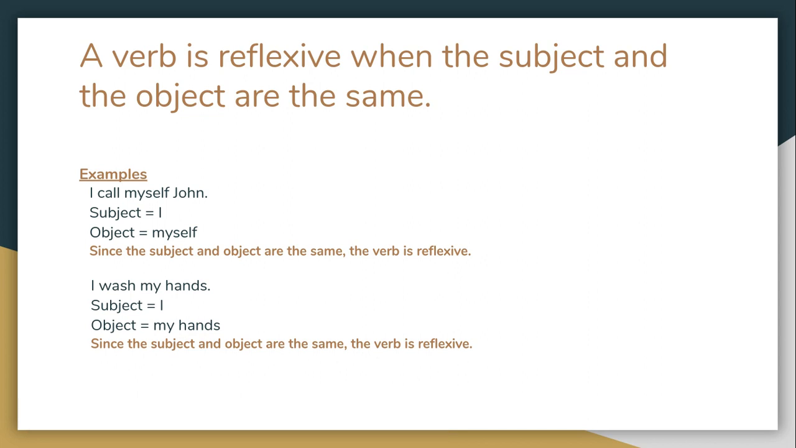If you imagine yourself standing in front of a mirror, you do something, the action bounces off the mirror, it reflects back upon you, the person who did the action. And so that means that the verb is reflexive.